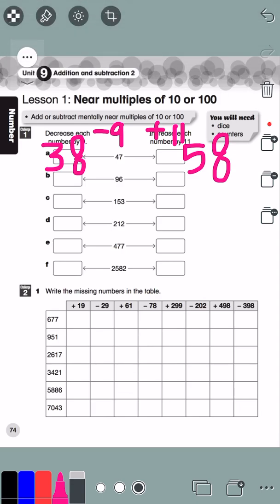Because if we subtract 11 from 58, we'll get 47. And if we add 9 to 38, we'll get 47.